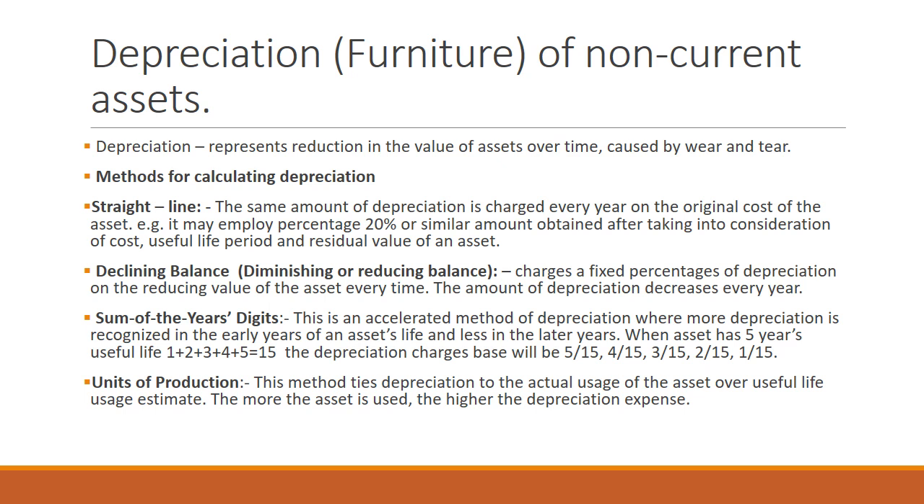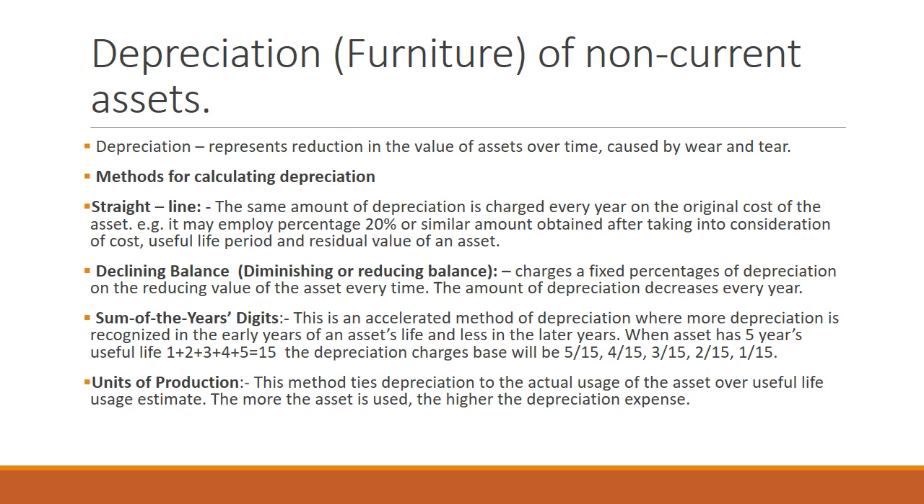But number two, we have the declining balance method, or diminishing or reducing balance method. Here, we charge a fixed percentage of depreciation on the reducing value of that asset every time. So after getting the depreciation charge for the first year or first period, we deduct that depreciation, then we remain with the balance, and on that balance we also apply the same rate.